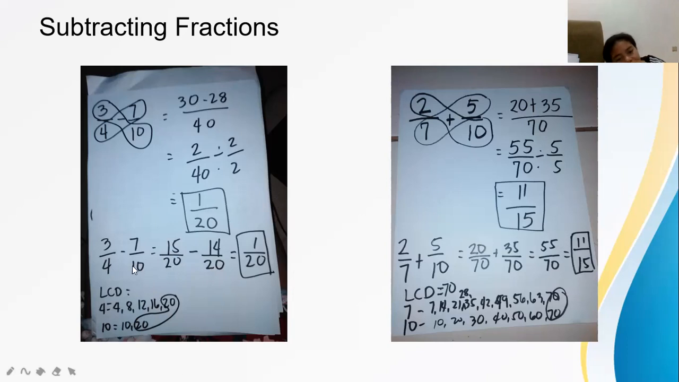20 divided by 10 is 2 times 7. That's why it is 14. Then we subtract 15 minus 14 is 1. So that is 1 over 20.